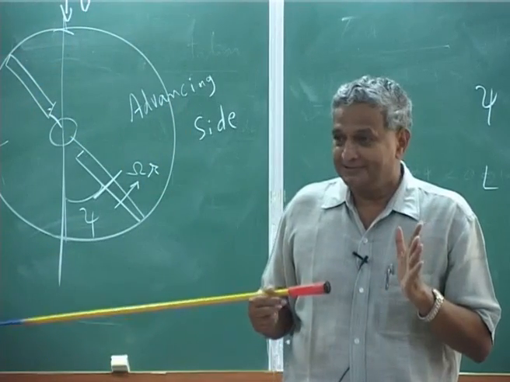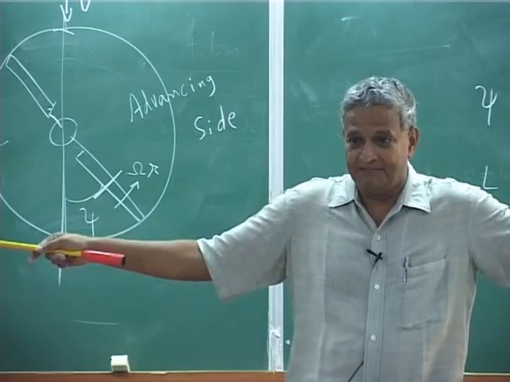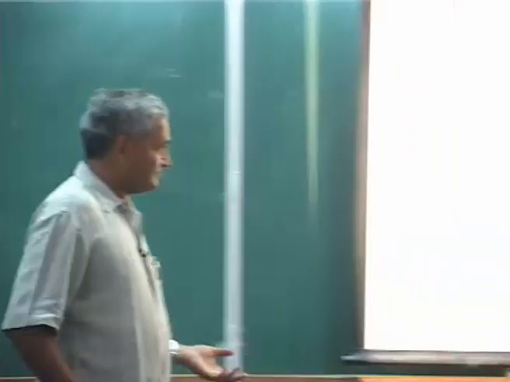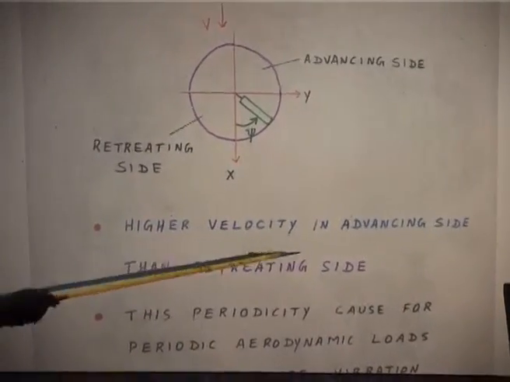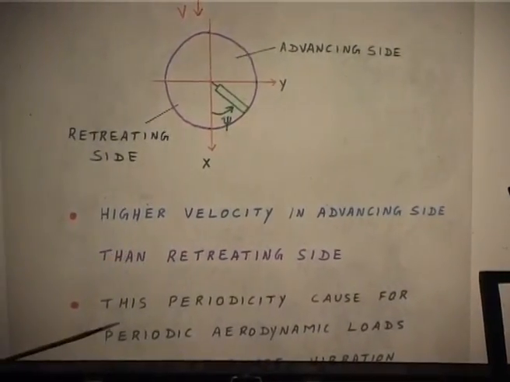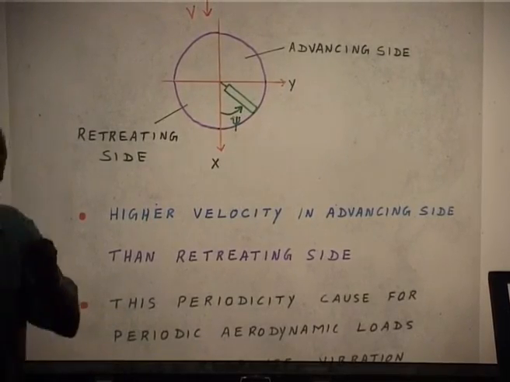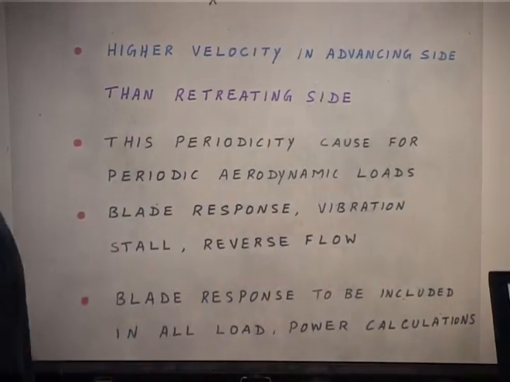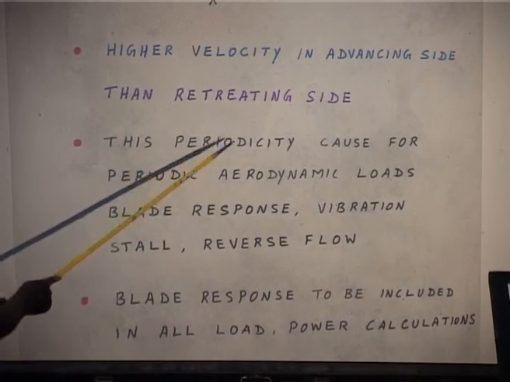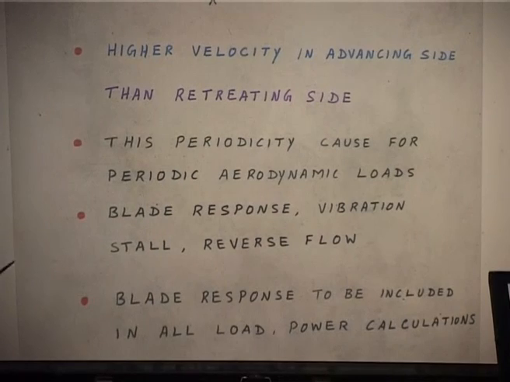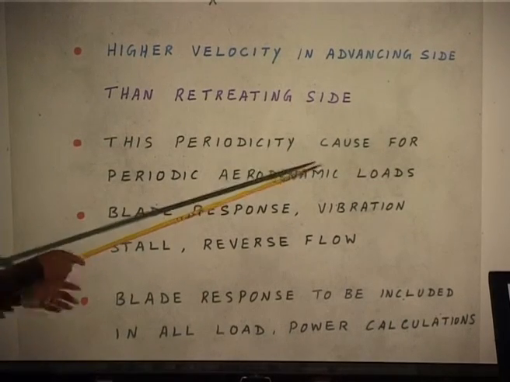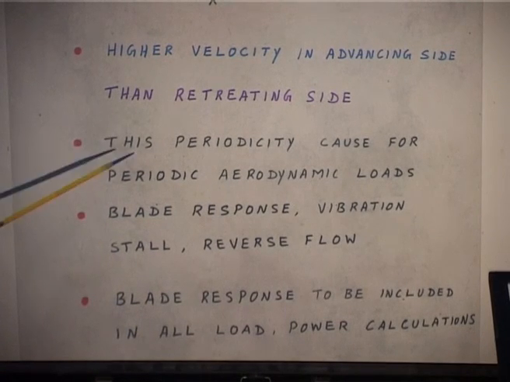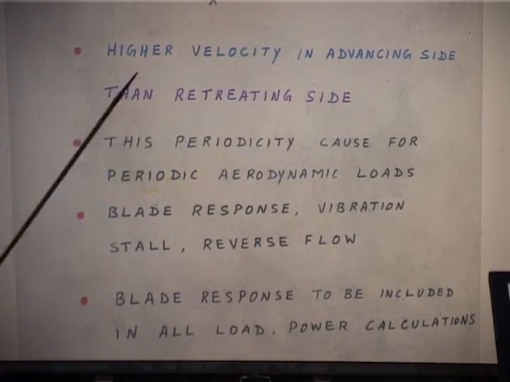respond, because it is a flexible blade, it will respond. Now, when the blade responds, you see higher velocity in the advancing side than the retreating side. Now, this is the first complexity. Now, blade response, this periodicity, because you are varying cos, this is the root cause for periodic aerodynamic loads.